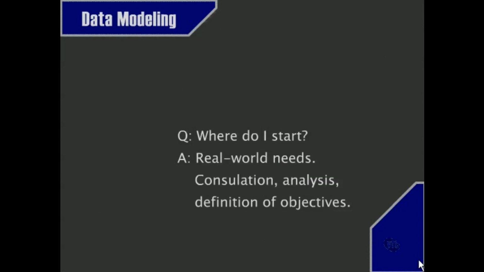So it's important that we consult everyone involved and get a good idea of what their opinions are as to the needs that underpin the creation of the database. It's important that we analyze the problems that underlie the needs for creating the database in the first place, and that we have a set of objectives that everyone has agreed upon and that we can go forward to implement.